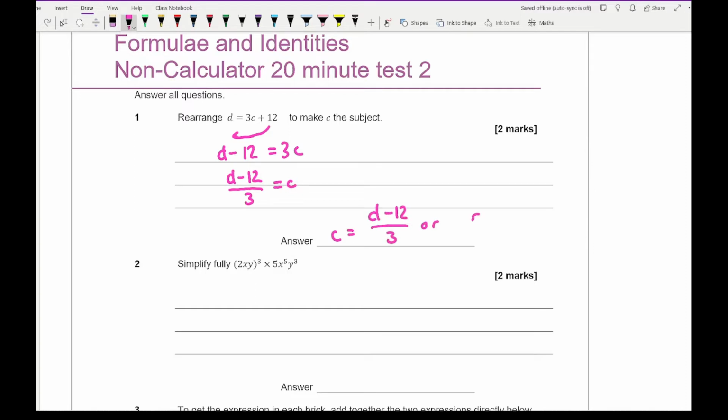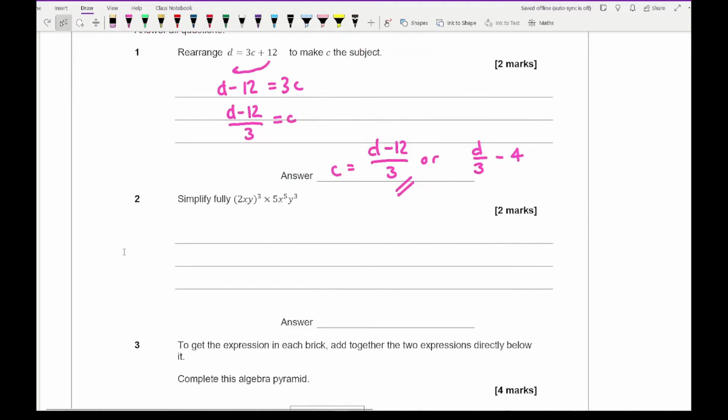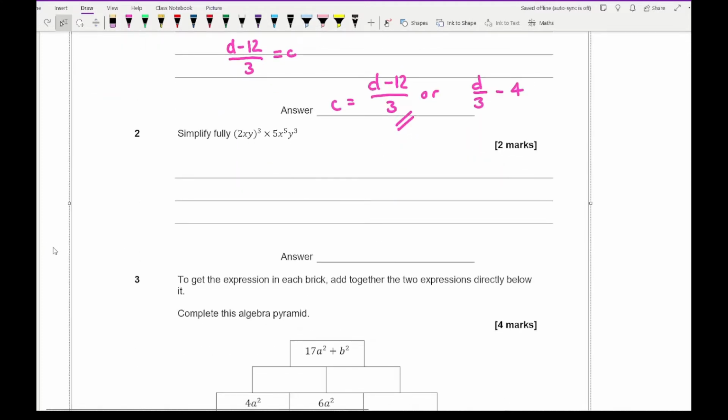Or you could write it as D over 3 minus 4. So any of those two answers, however, I'd say the first one's probably going to be the most common. Moving on to question 2, it says simplify fully. So what we need to do first is expand this out.